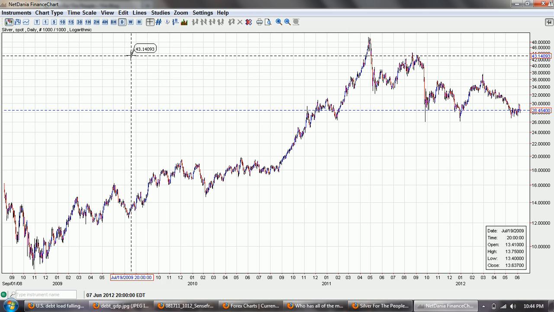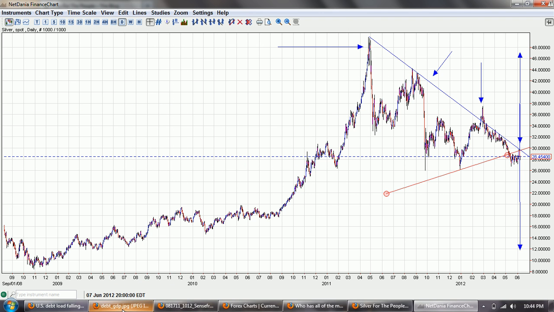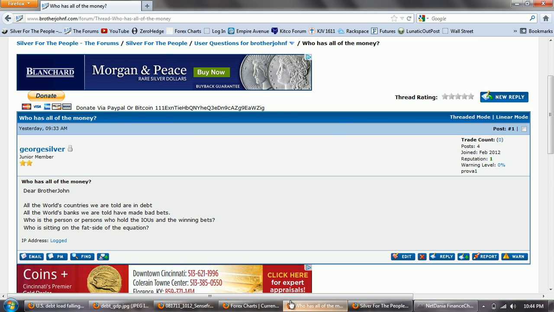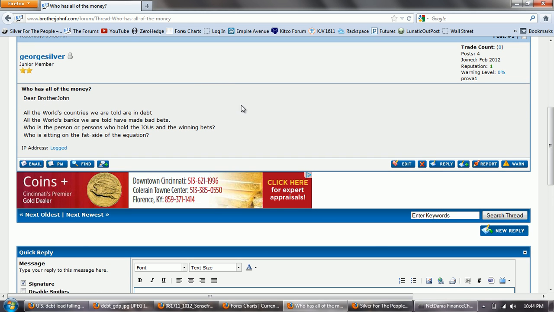So we'll go over to the question of the night, and that is from George Silver, and he asks, who has all the money? Dear Brother John, all the world's countries, we are told, are in debt. All the world's banks, we are told, have made bad bets. Who is the person or persons who hold the IOUs and the winning bets? Who is sitting on the fat side of the equation?